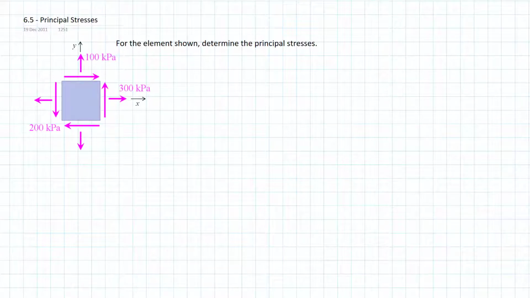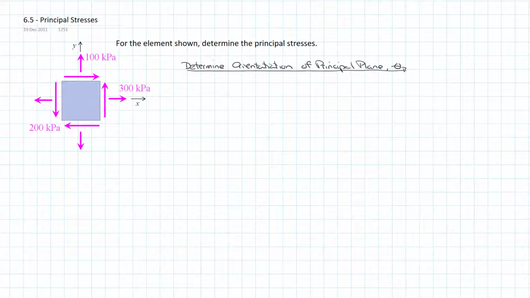The first thing I'm going to do, with our plane stress element, is determine what the orientation of the principal plane is. This is fairly straightforward. We have a formula for this. We're going to look at tan 2 theta p, which is equal to 2 times tau xy, all divided by sigma x minus sigma y. And of course, these have all been derived in class.